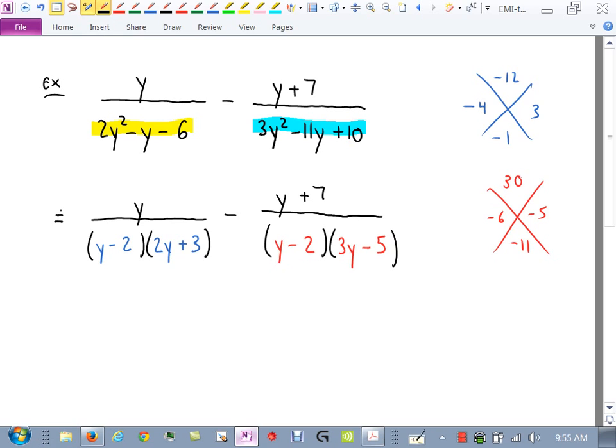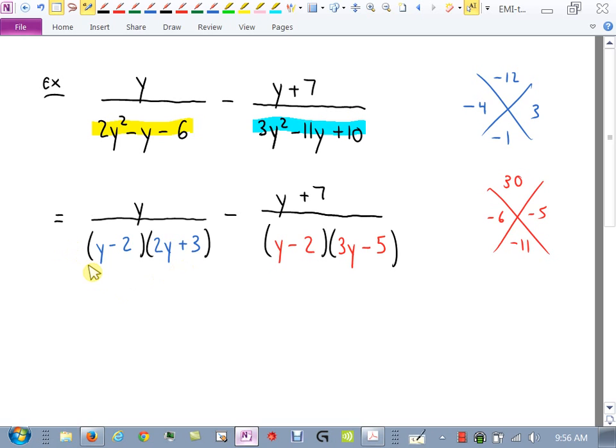Now, the two denominators that I have here, we know they're not the same, but there are some similarities here. When we factored them, there are some things in common, right? I have a y minus 2 and I have a y minus 2. So that much is the same. What's different is that this one has a 2y plus 3, this one does not. This one has a 3y minus 5, this one does not. So remember what we said last class is that in order to get an LCD when you're dealing with rational expressions, basically whatever you have over here that's not over here, you've got to put over here. Or whatever you have over here that's not over here, you have to put over here.